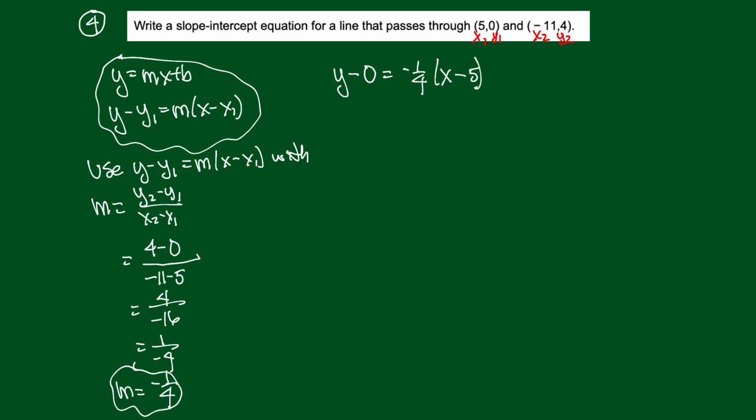So what do we get? y minus 0 is y. Distribute. We'll get negative 1/4 x. Now, here, negative times negative is positive. So I'll get positive. Now, here's how I'm going to do this. This is a whole number, 5 over 1. So multiply the tops together, multiply the bottoms together. 1 times 5 is 5. 4 times 1 is 4.